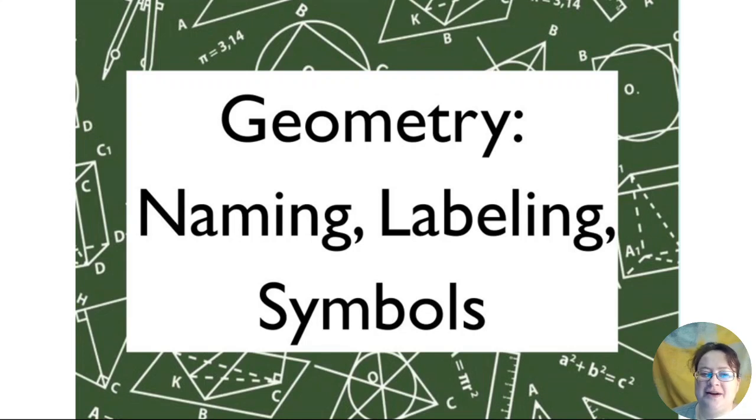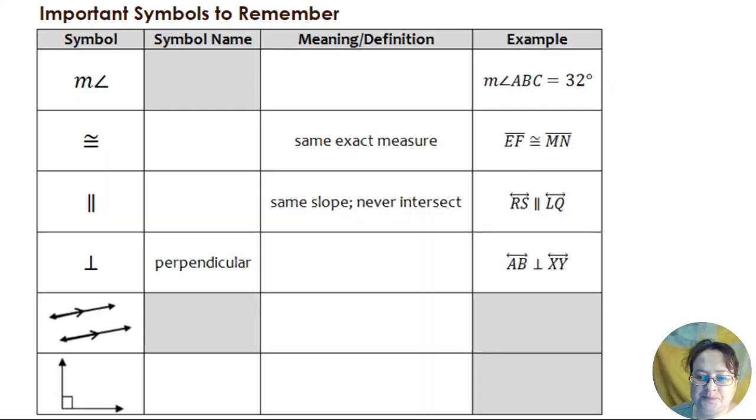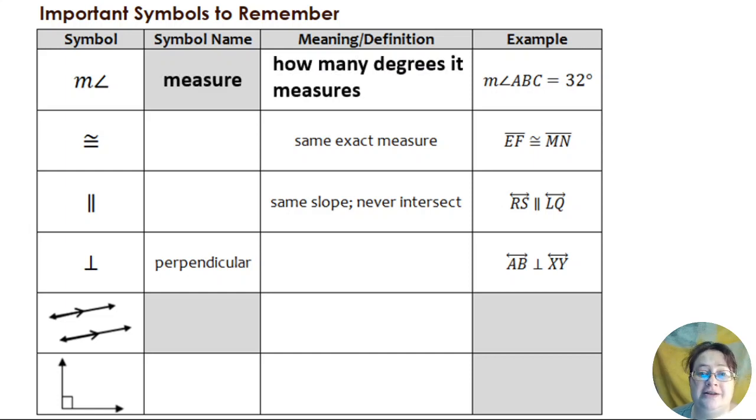All right, let's get to part 2 of geometry, naming, labeling, and symbols. Here we have a table that shows us several of the symbols that we use for geometry. The first one, a lowercase m and an angle symbol, means the measure. So that's how many degrees an angle measures. For example, the measure of angle ABC equals 32 degrees.